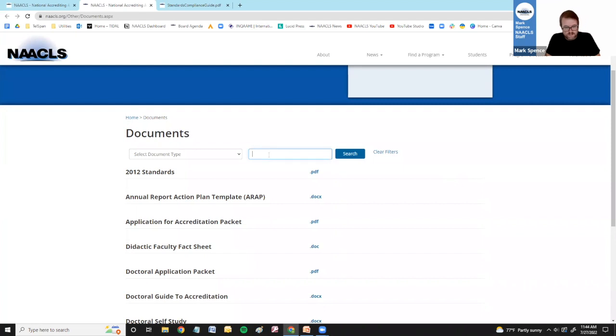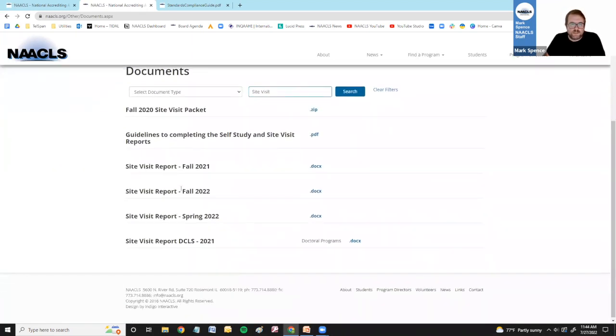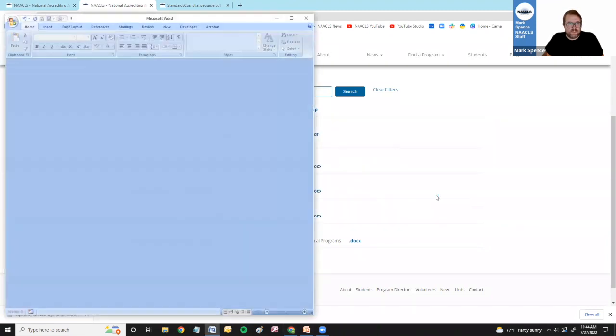And what you will see if you type in site visit, we have recent and current site visit reports. These reports are the exact same documents that we give our volunteers. We actually give them the exact same links.